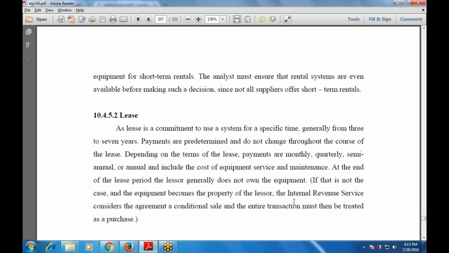Next is the lease. We have already discussed the lease.